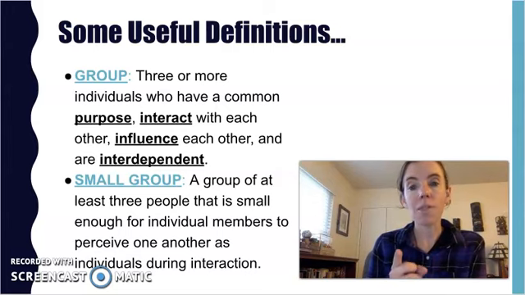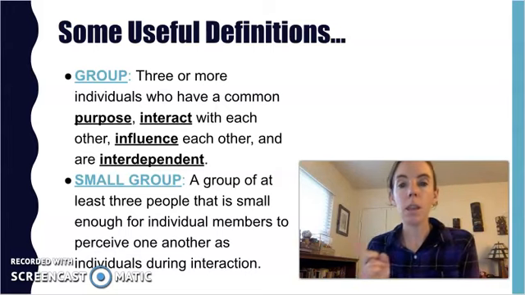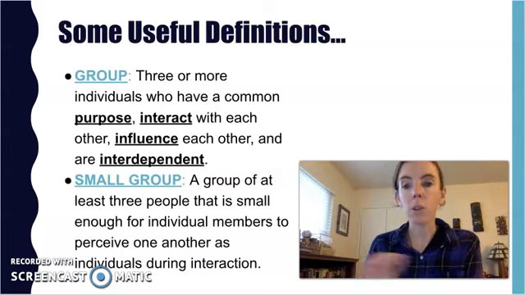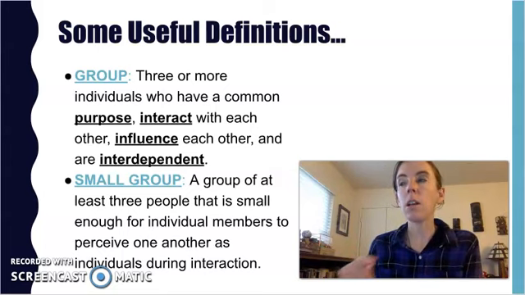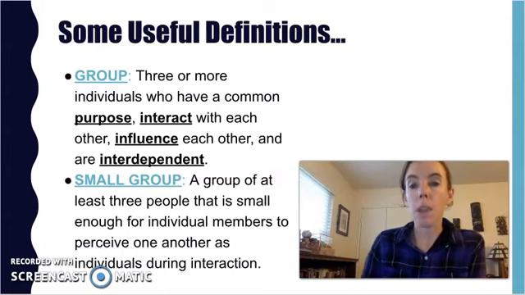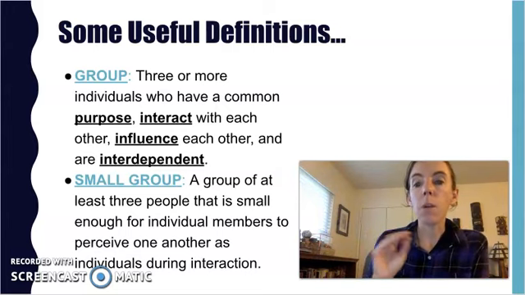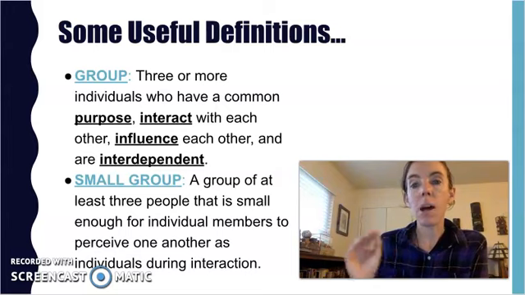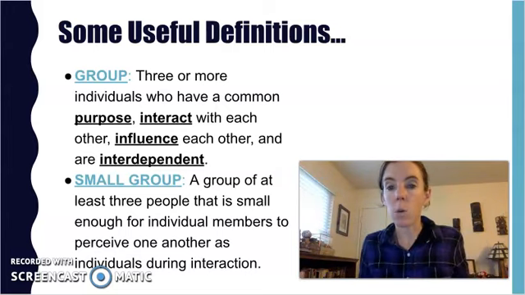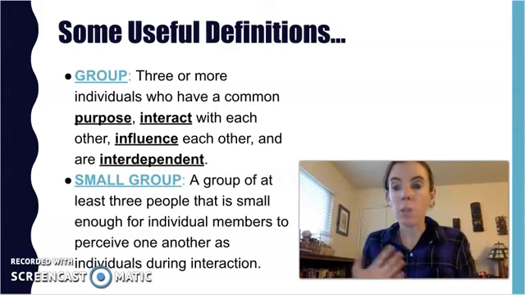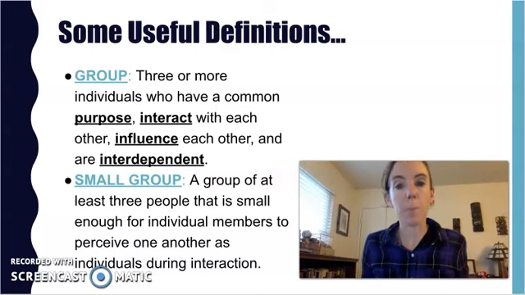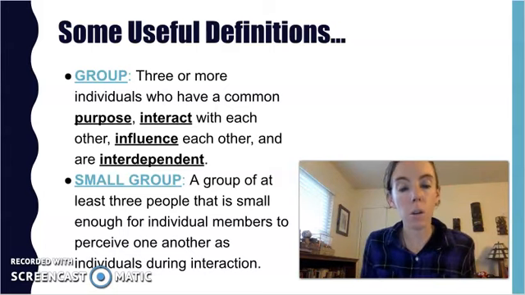So 4 people standing on the corner waiting for the bus aren't actually a group, because while they have the same purpose and they may or may not be interacting, they're totally independent of each other. They don't meet this last criterion of interdependence. 4 random strangers waiting for the bus don't depend on each other to survive. They just happen to be standing there. So that's not a group.